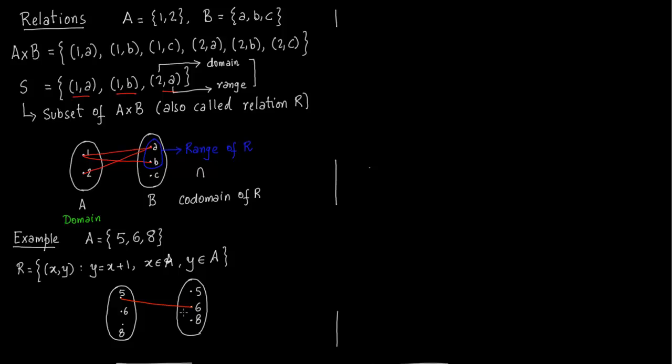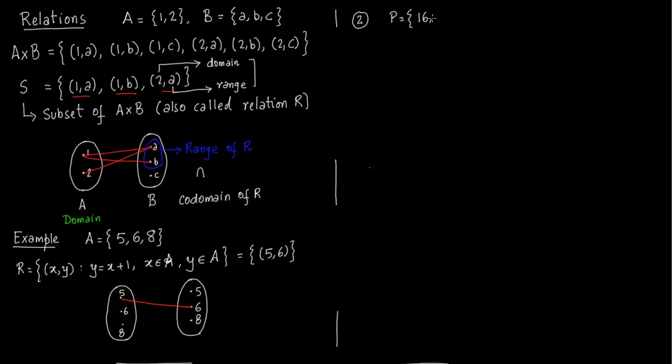But 6 plus 1 is 7. It is not in the set, so we cannot draw a line. 8 plus 1 is 9. Again, there is no 9 in the second oval, so we cannot draw it. So the only subset we got was (5, 6). So corresponding to y equals x plus 1, we got only one element, (5, 6).